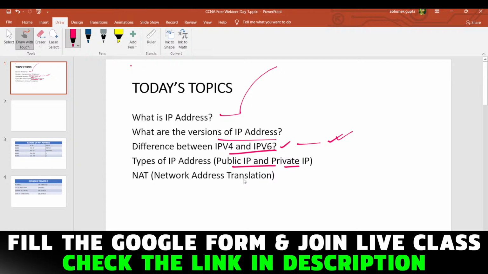Public IP is routable on the internet, and private IP is not routable, but it is for the local network. Yeah, very good. Means my mission is succeeding. I have hope it is going to succeed.